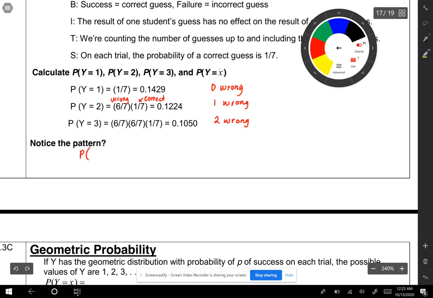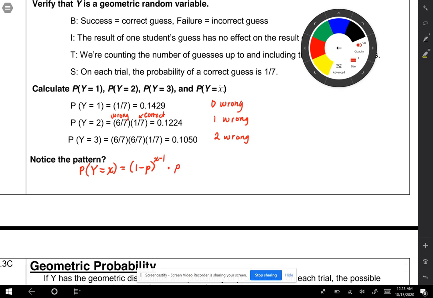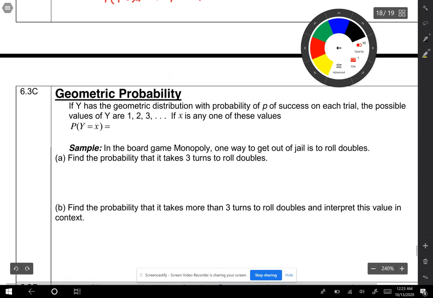So here's our formula. In this particular case, I'm using y as your variable. So y equals x, sorry, because it was the x student. So this would be 1 minus p, the probability of failure, to the x minus 1 times the probability of success. Here we go. And that's your formula. But on the formula sheet, it's just capital Y, x equals little x. But the process is still the same.